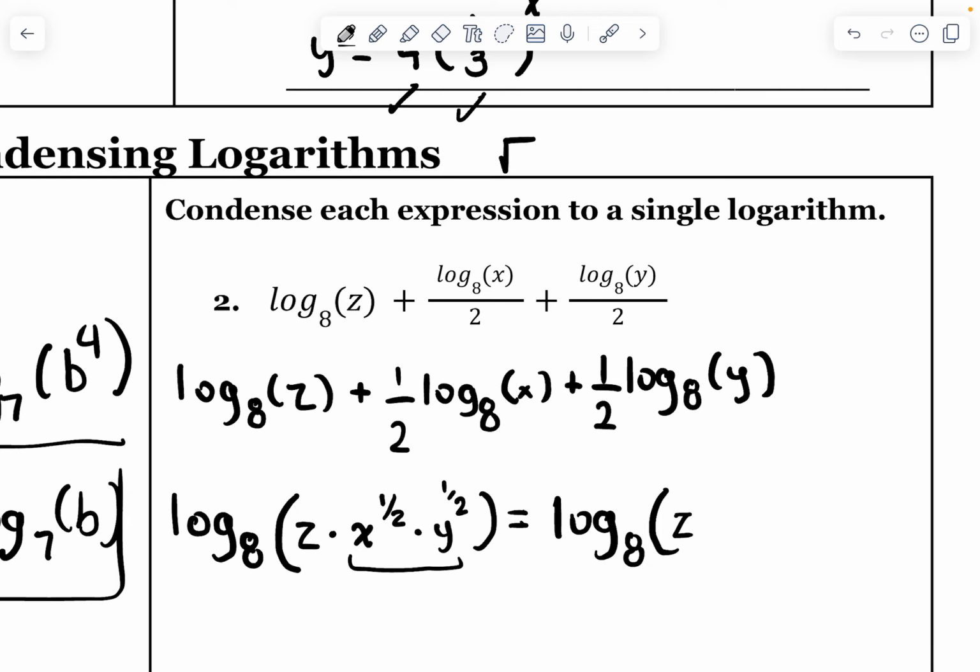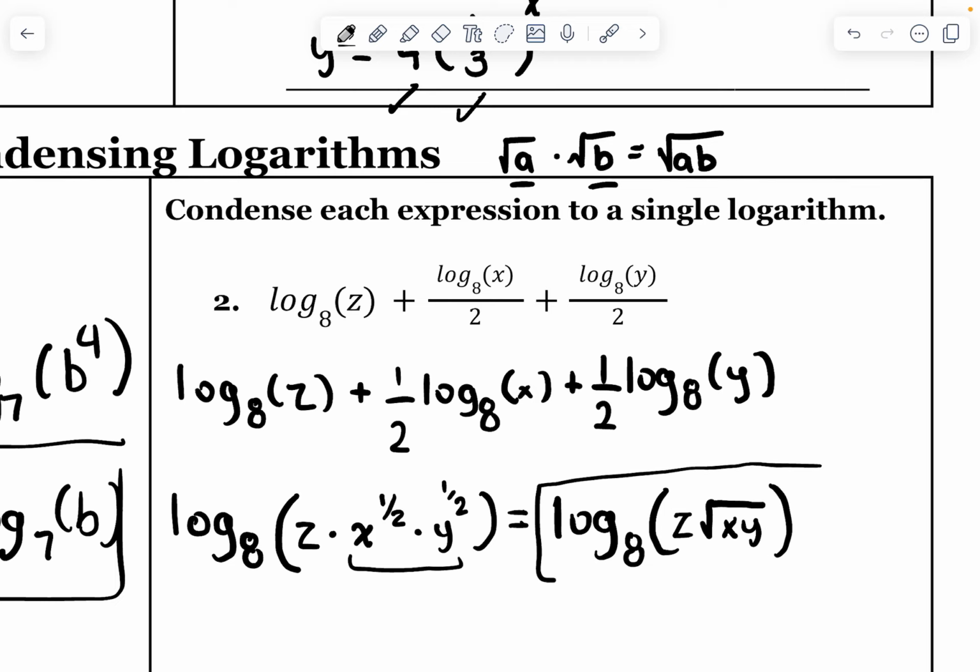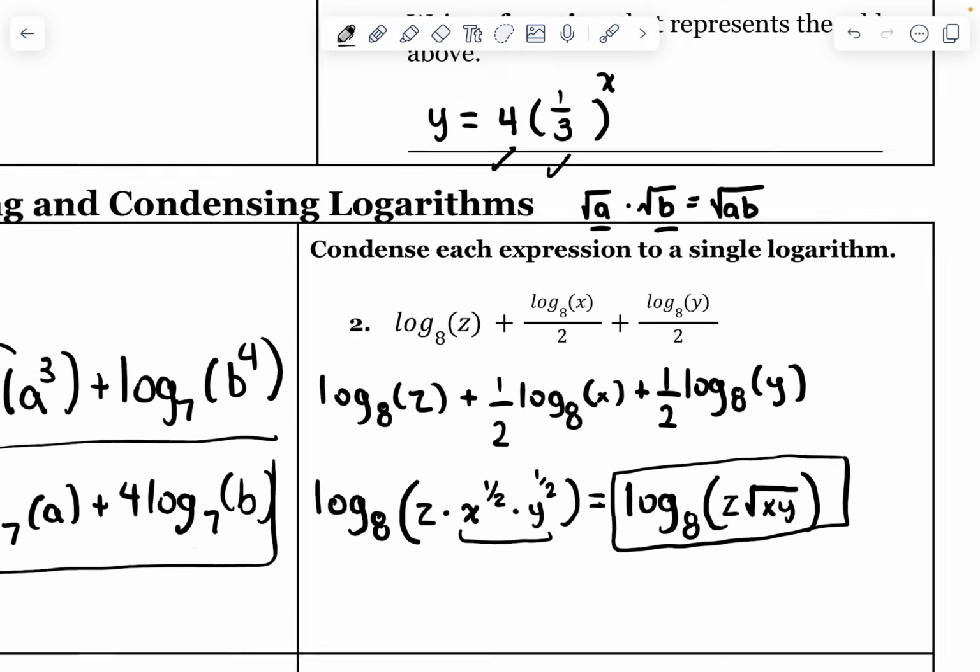So if you have the square root of a times the square root of b, since they have the same power, you can join them together and put both of those values into a single radical. So the square root of a times b. So in here we could do z times the square root of x and y. And then that would have been your final answer.